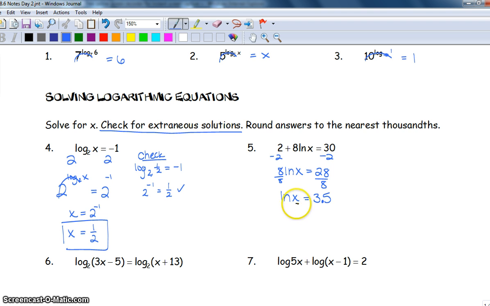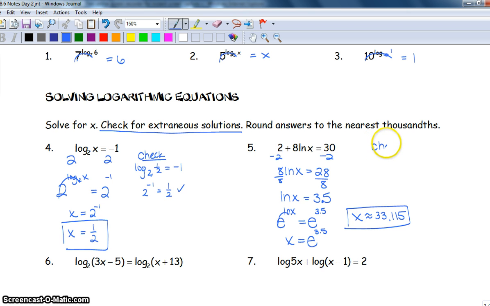Alright, so I want to break apart the natural log and the x, so I want to get rid of the natural log. And we know that to get rid of the natural log, we use the e function. So e raised to the natural log of x. If I do that on the left side, I have to do e to the 3.5 on the right. e and natural log cancel, so we get x is equal to e raised to the 3.5 power. And you can just put that right into your calculator. And we get that x is about 33.115.